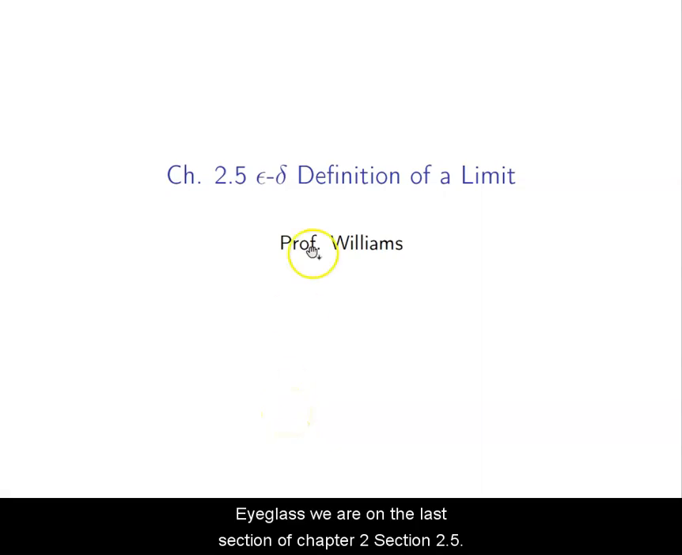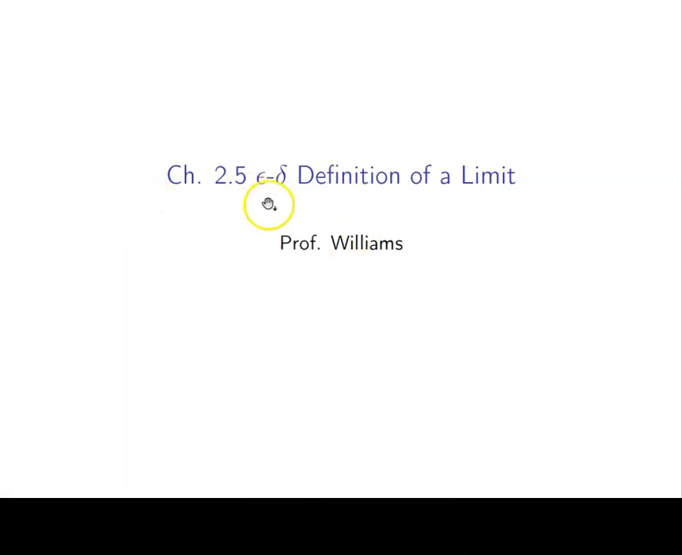Hi class, we are on the last section of chapter 2, section 2.5. This is the epsilon-delta definition of a limit. So this is the formal definition of a limit. This is something that you'll see obviously in Calculus 1. Then you probably won't see it again unless you're a math major when you study a course like real analysis.